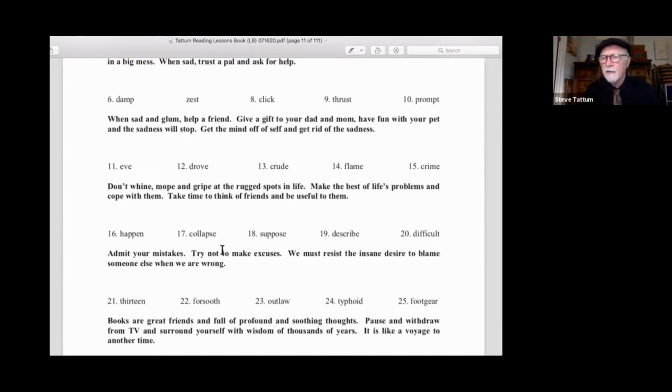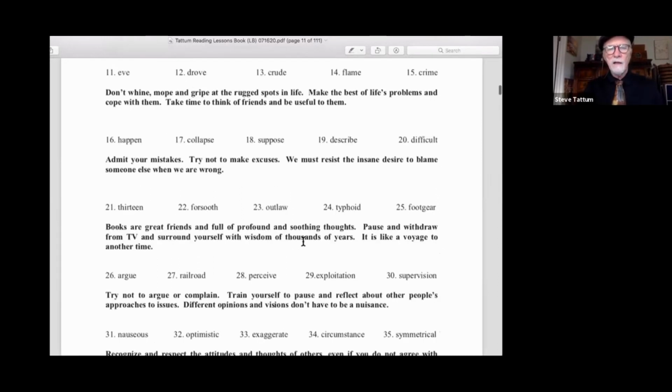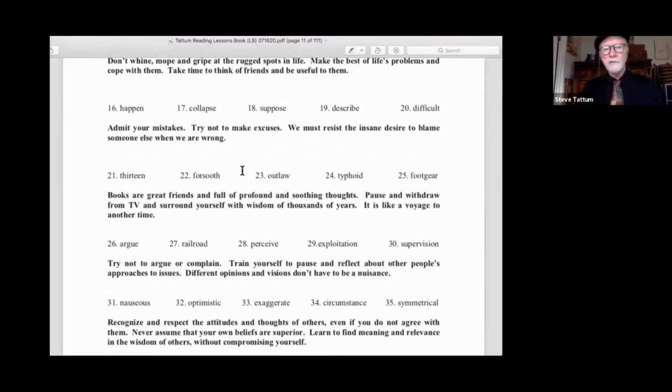Valerie had a 7th grader. I went right to, who's a Start 4? I went right to Georgetown Ghost, Pep Baker, because that's a high Start 4 written for adolescents. All right, this kid does all right through here. He calls 13, forsooth, outlaw, tiffid, foot gear.